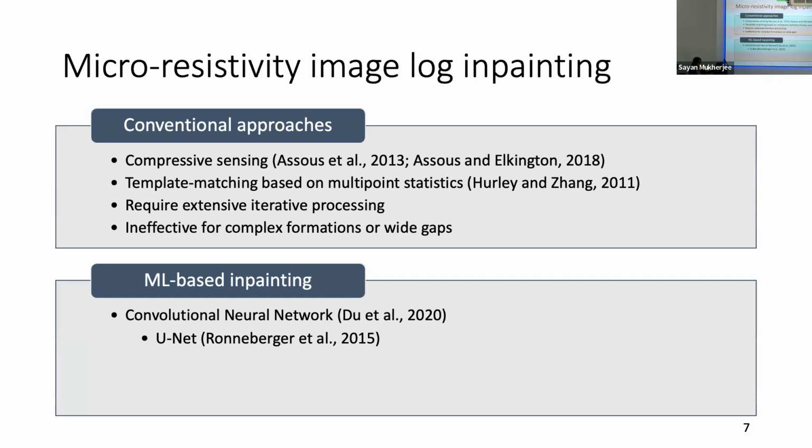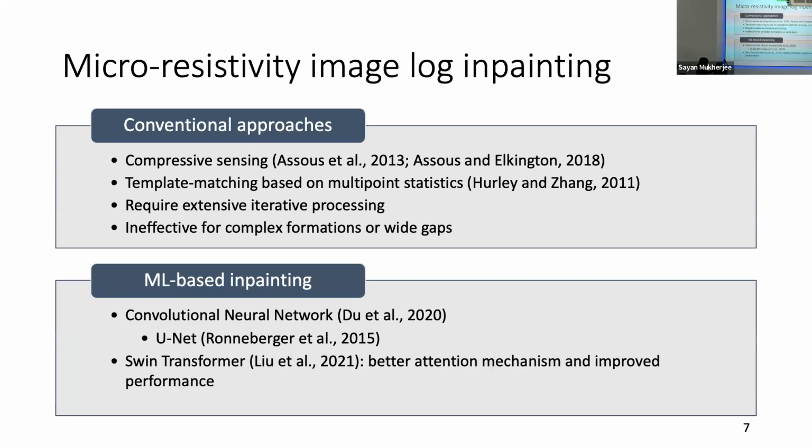And the recent development of attention mechanisms has led to the development of the Swin Transformer, which has surpassed conventional CNNs in many computer vision tasks. So in this work, we adapt this Swin-UNet for image log inpainting tasks. Swin-UNet is a hybrid model combining the strengths of the Swin Transformer and the UNet.